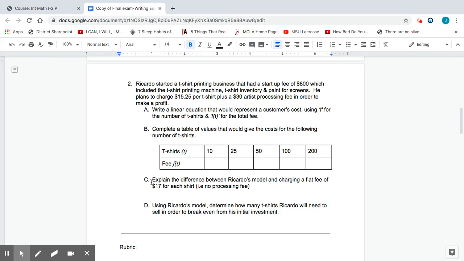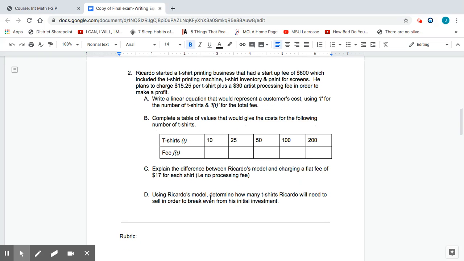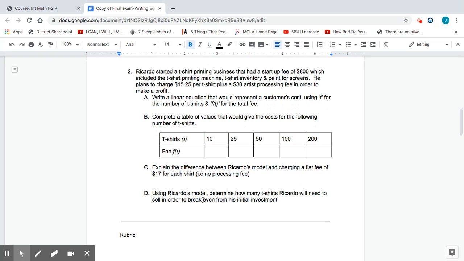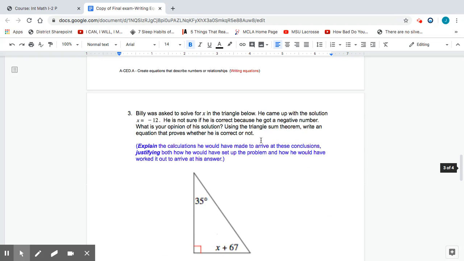For part C, it says explain the difference between Ricardo's model and charging a flat fee of $17 for each t-shirt, i.e. no processing fee, right? And just explain the difference between a flat rate of $17 or the $15.25 plus $30 fee every time. And then D, using Ricardo's model, determine how many t-shirts Ricardo will need to sell in order to break even from his initial investment. Okay, and his initial investment was up here, $800. So that's question 2. Let's move on to question 3.